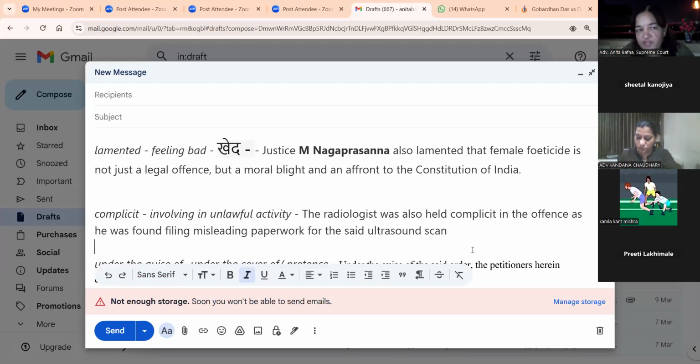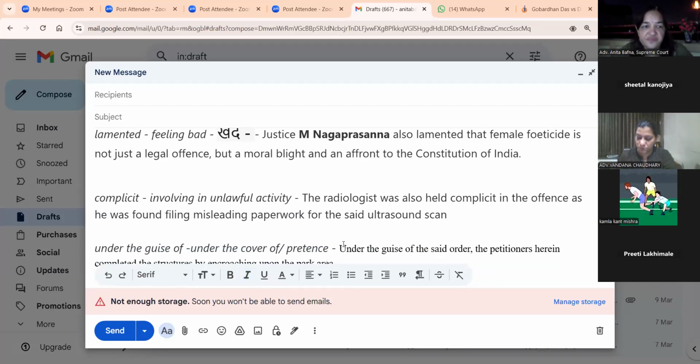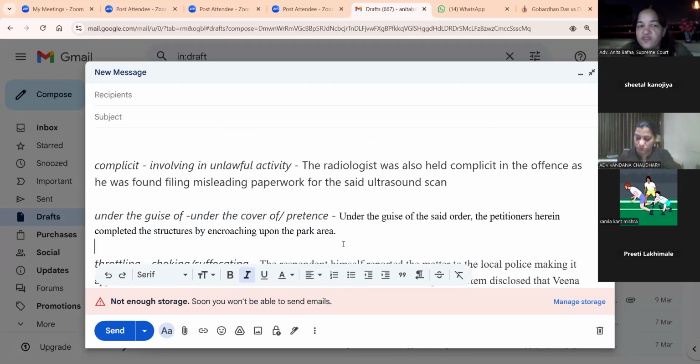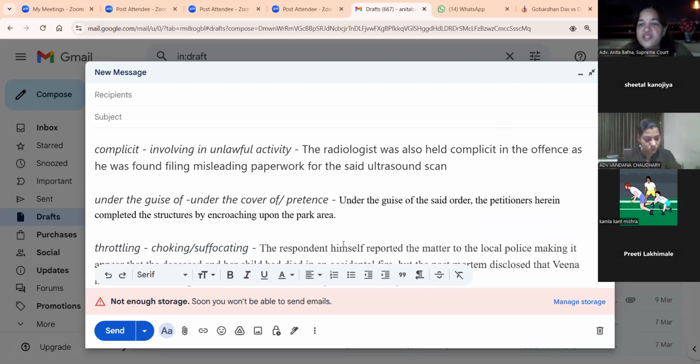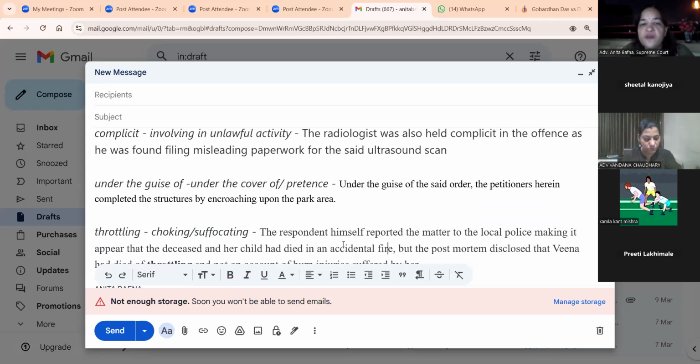Complicit, like the company is going to be complicit. Involving in unlawful activity, you're complicit. The radiologist was also held complicit in the offense as he was found filing misleading paperwork for the said ultrasound scan. Under the guise of, very commonly used, means under cover of or pretense. Under the guise of the said order, the petitioners herein completed the structures by encroaching upon the park area.